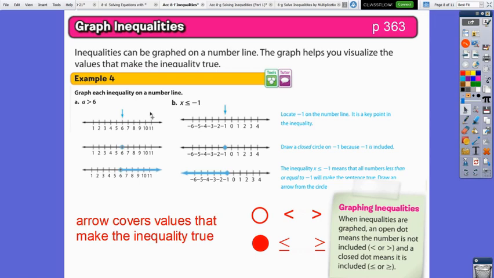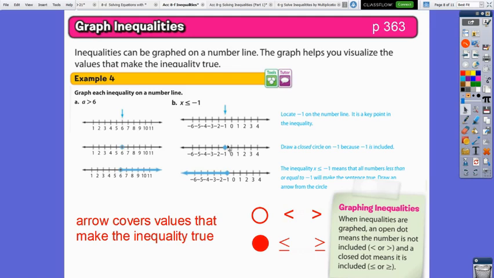Okay, example, so there are 3 things to do. You make a dot at the border number, in this case, -1. You decide whether the dot is open if the equal sign is not included, or filled in if the equal sign is included in your inequality, less than or equal to, like this one. Then we use a closed circle, and that's because the value -1 is included.